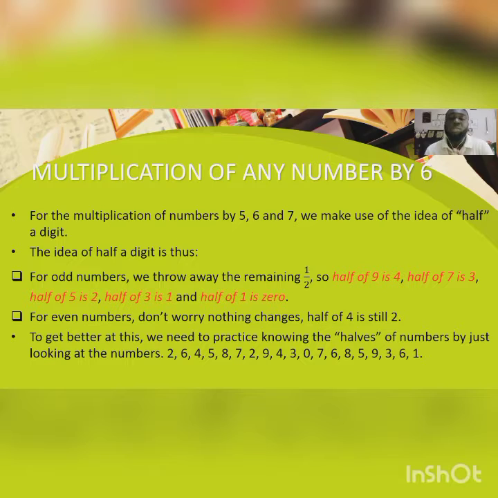But when we're using this Trachtenberg method to multiply any number by 6, when we're dealing with odd numbers, we throw away the half. So the half of 9 is 4, half of 7 is 3, half of 5 is 2, half of 3 is 1, and half of 1 is 0. Don't worry, for even numbers it's still the same thing. Half of 4 is still 2, half of 8 is still 4.